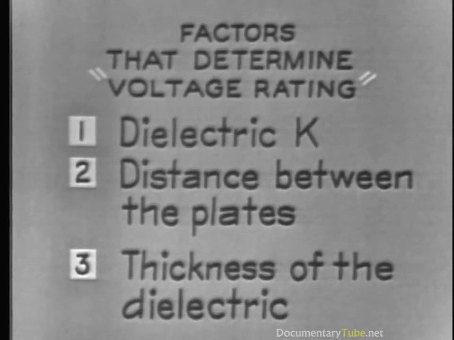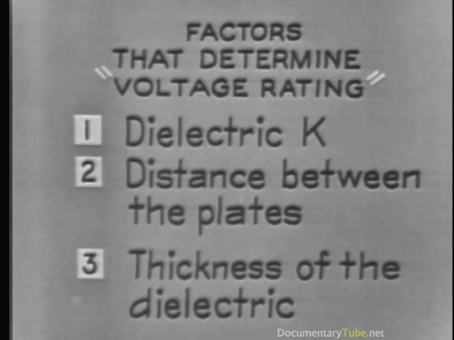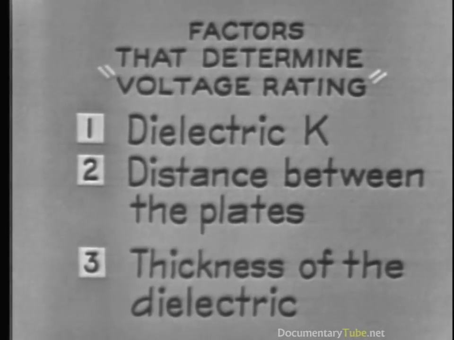When an electrical charge is built up between two bodies, like the plates of a capacitor, there's a tendency for a current to arc between the two bodies. Whether we get an arc or not depends on how far the current has to jump and the insulating quality of the dielectric. The further apart the plates are, the higher the dielectric K, and the thicker the dielectric is, the higher the voltage rating will be. Remember, these factors, dielectric K, the distance between the plates, and the thickness of the dielectric.